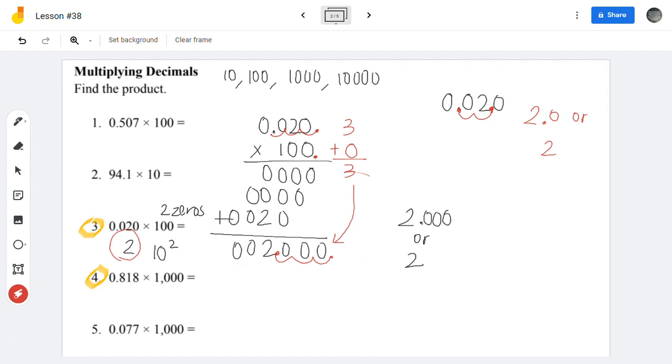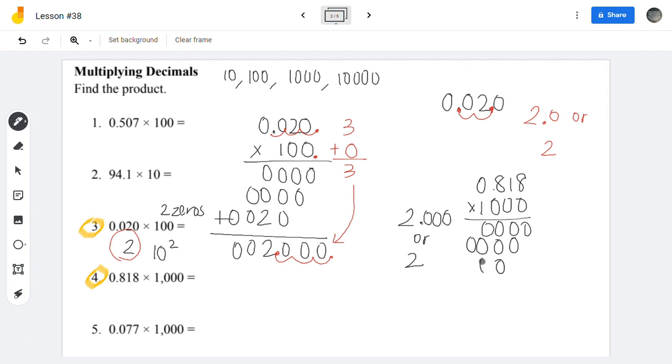For number 4, I'm going to show you both the long way and the short way to show you it works all the time. Only when you're dealing with powers of 10, of course. I'm going to do the long way first, quickly. 0.818 times 1000. Now I'm just going to multiply these and another round of zeros. And then 8180, and then I'm going to add these, 000818.